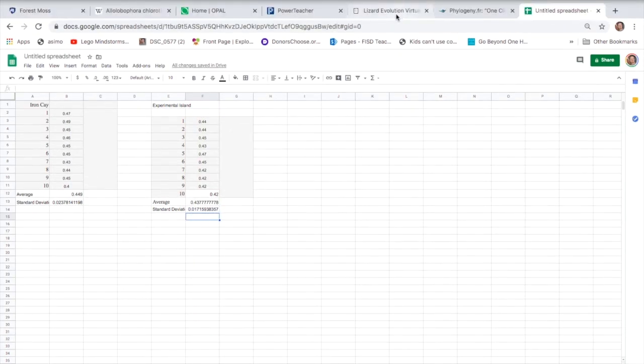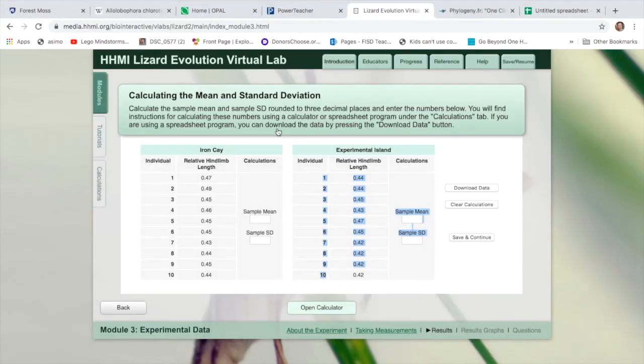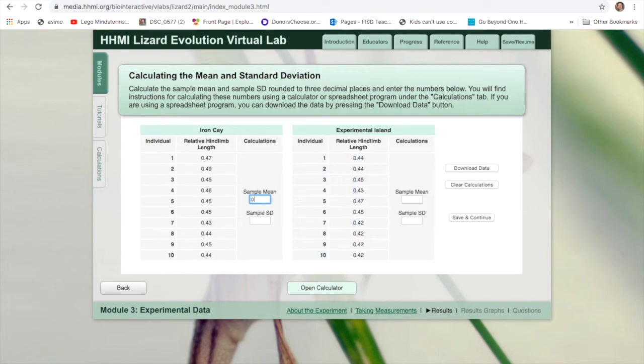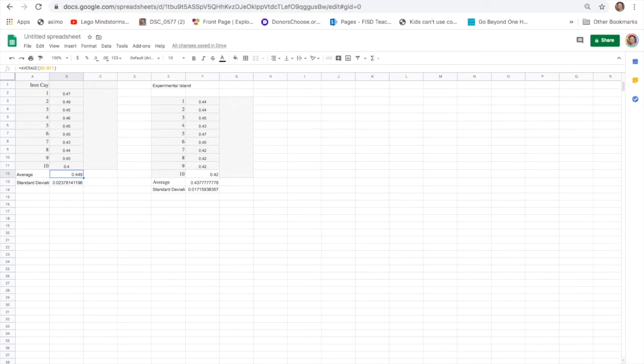These I'll now need to go back and put into my original data. 0.449. And my standard deviation is 0.0237. These numbers are fairly small. This one's a little bit bigger as far as the standard deviation than this one, which is also interesting because you have more variation with the lizards that live on the larger island. You have less variation on the smaller island, which actually would make sense.